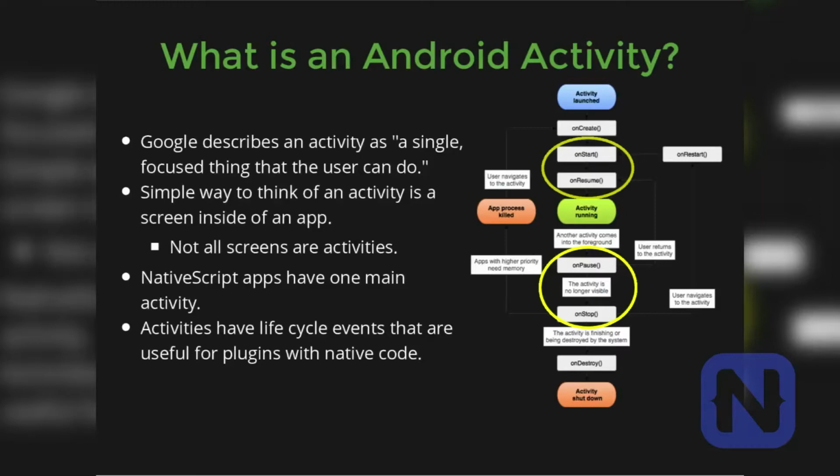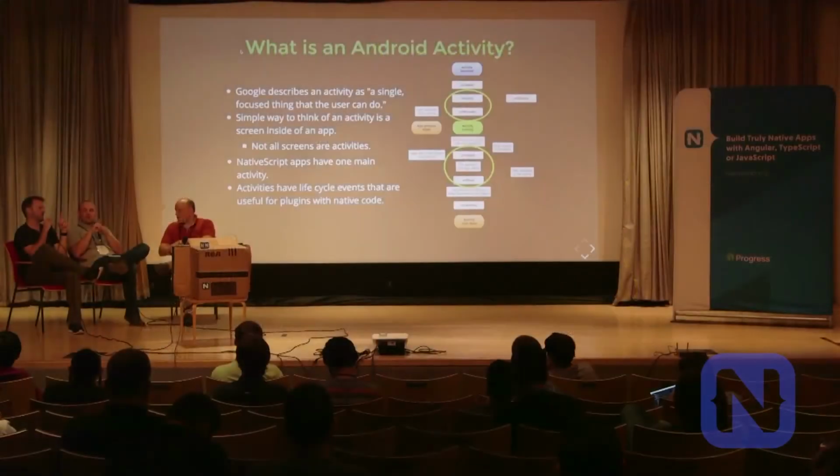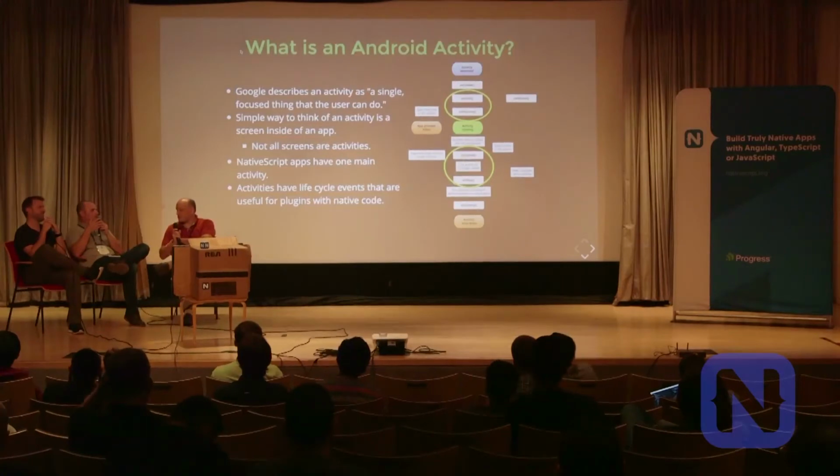So would you say every single NativeScript app out of the box has the one Android activity? Yes, well, there's two, but there's one core activity. What do they call that? Is there a name for it? NativeScript application. Yes. And then the error logger.